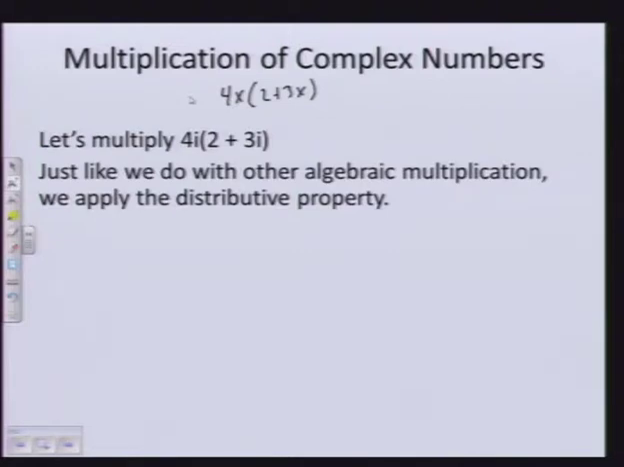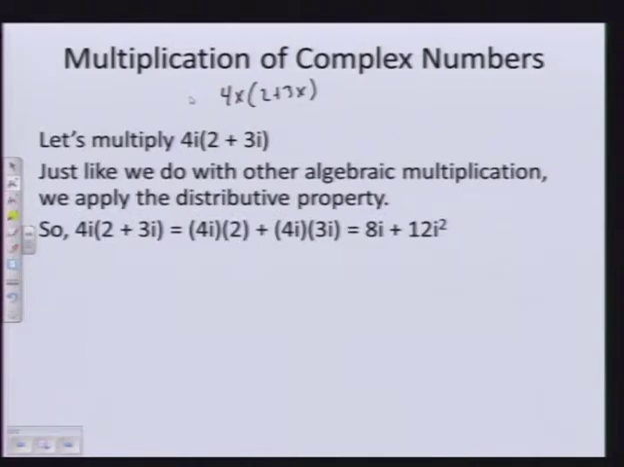Just like we do with other algebraic multiplications, we'll apply the distributive property of multiplication here. And so the process works very similar, except there's one significant difference, and that is in dealing with the i's, as we'll see in just a minute, there is a part of it that we have to be careful with. And so what we're going to do is take the 4i and distribute it to the 2 to get 4i times 2. We'll take the 4i, distribute to the 3i, and so we'll get 4i times 3i.